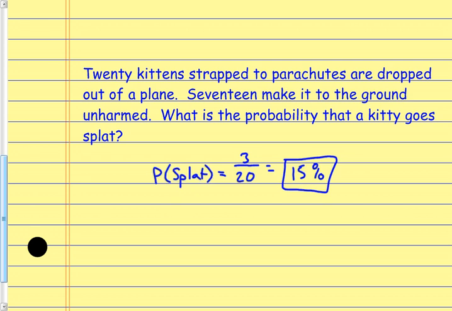Okay, so again, theoretical probability is what the probability should be. How many ways can I get this thing over the total? Experimental probability is what did I actually get? How many of this thing did I get over the total number of trials performed? Okay?